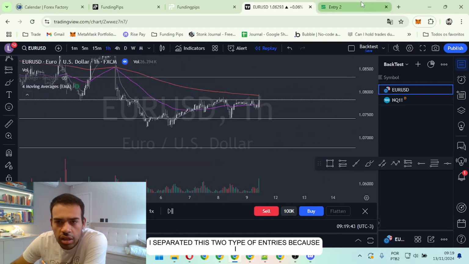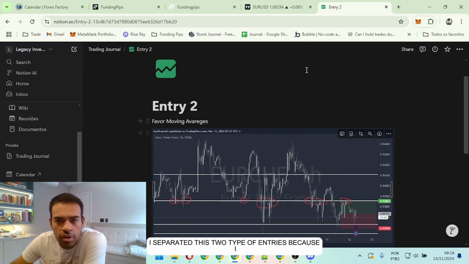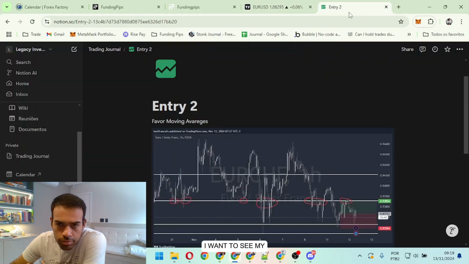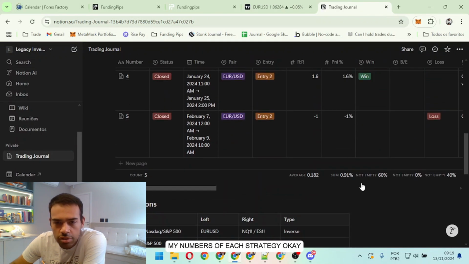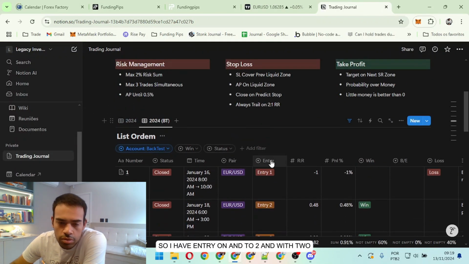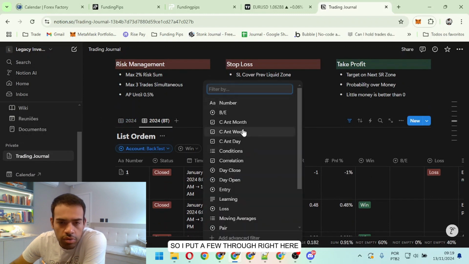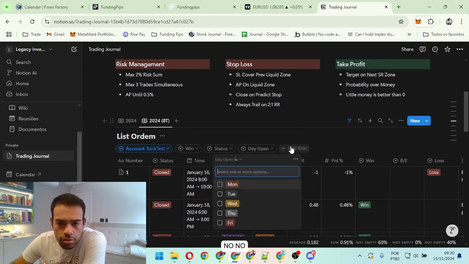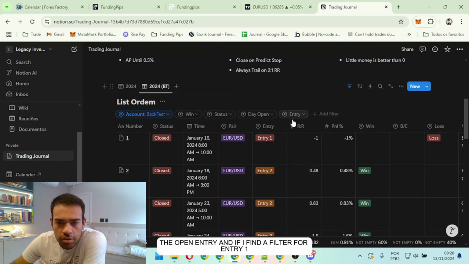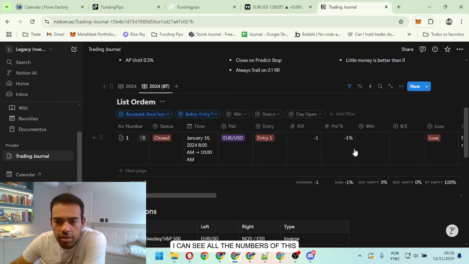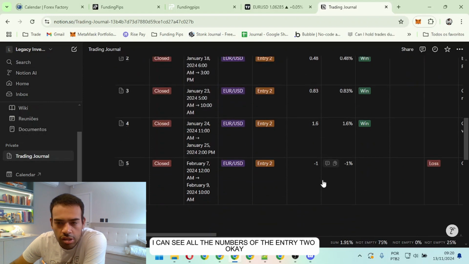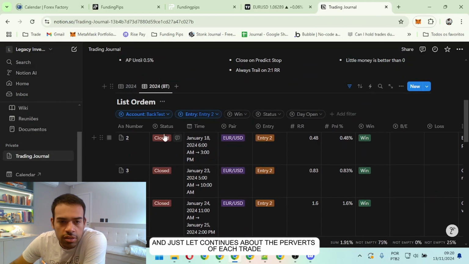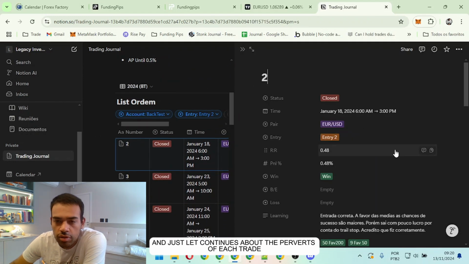So I separated these two types of entries because I want to see the numbers of each strategy. I have entry 1 and entry 2, so I put a filter right here. If I filter for entry 1, I can see all the numbers of this type of entry, and for entry 2 I can see all the numbers of entry 2. Let me continue with the properties of each trade.